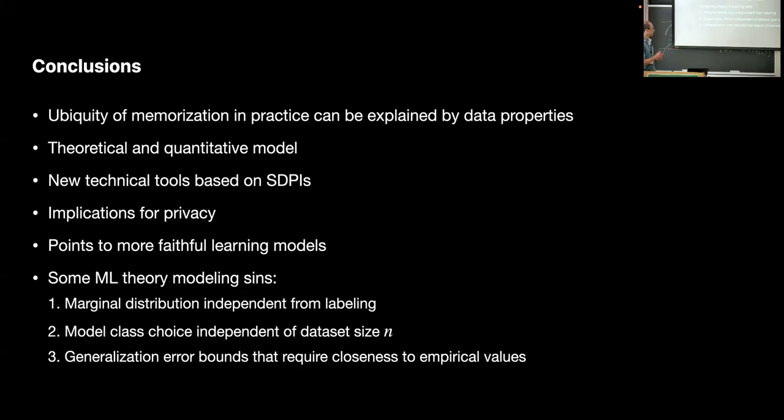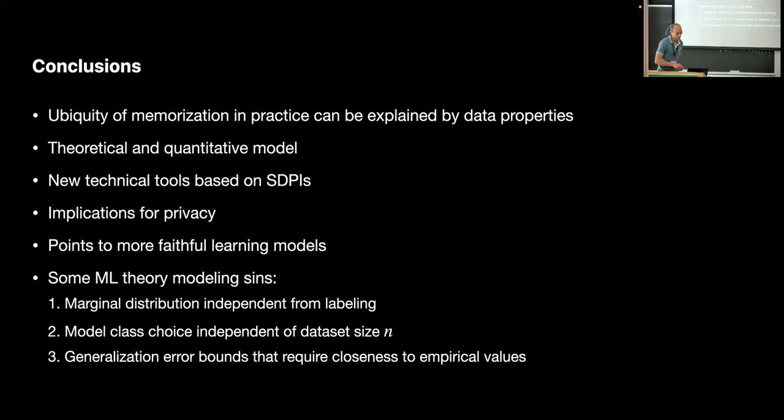The first one is looking at marginal distributions that are completely uncoupled from the labeling functions. Maybe some famous example will either not assume anything about the distribution, or assume that it's some kind of Gaussian, but the half space goes right through the center of the Gaussian. Shai is laughing, so okay, at least for some of us it resonates.